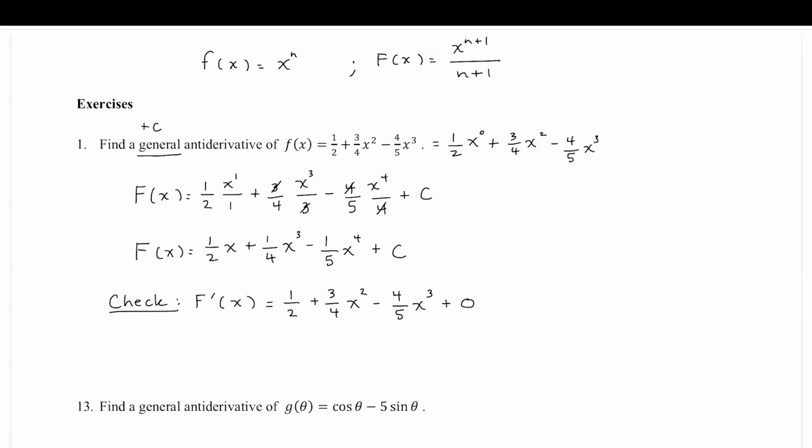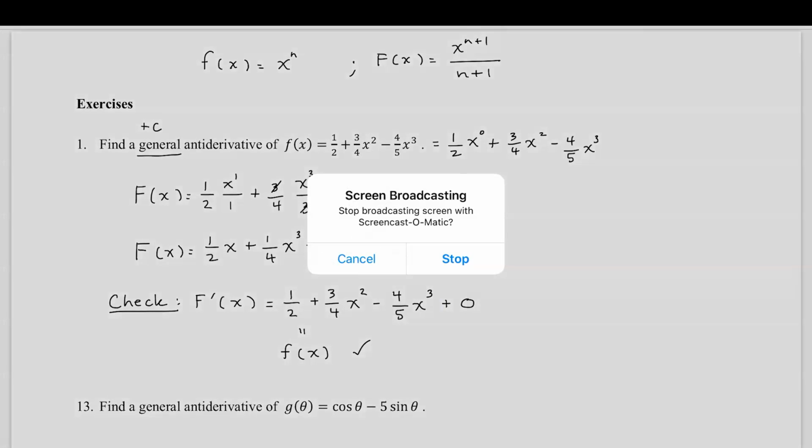And again, we don't really need to write it, but just to be explicit, the derivative of any constant that's added there will be 0. And so this matches the little f that I started with, 1/2 plus 3/4 x squared minus 4/5 x cubed. That was the original little f that I was given. So in fact, this worked.